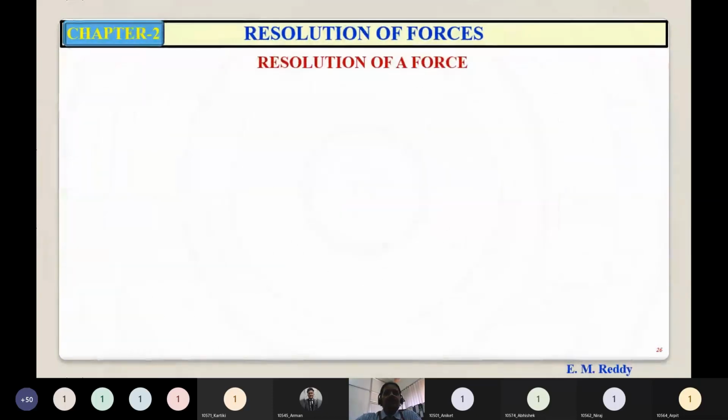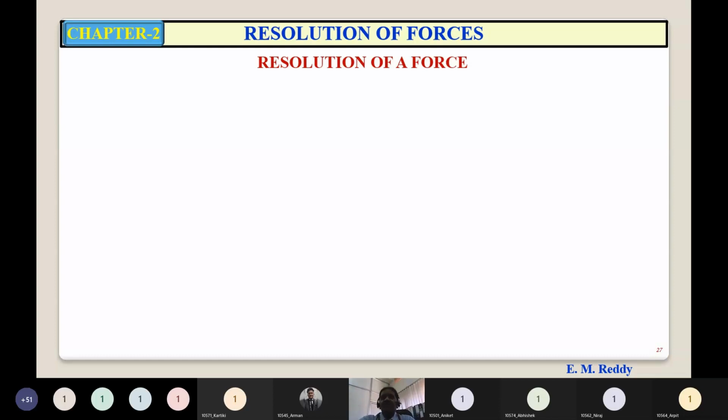So we'll move to the next topic, that is resolution of a force. Here, resolution and composition. These two are opposite words. Resolution means splitting a force into two or more parts without changing the effect of the force on the body. Whereas composition means it is the reverse of resolution. Combining all the forces acting on the body to get a single force is nothing but composition. Simply, determination of resultant is nothing but the composition of forces.